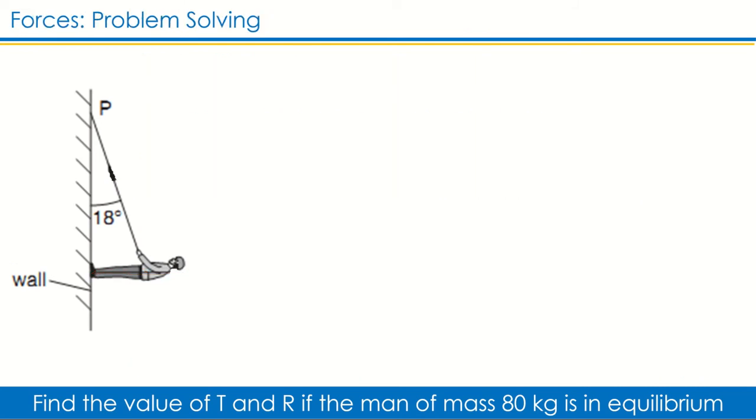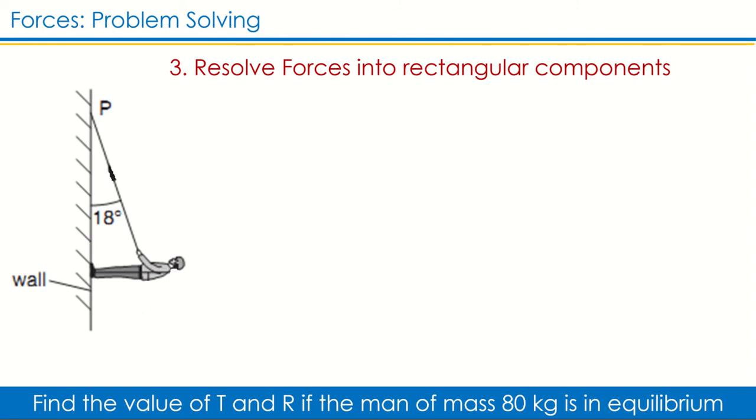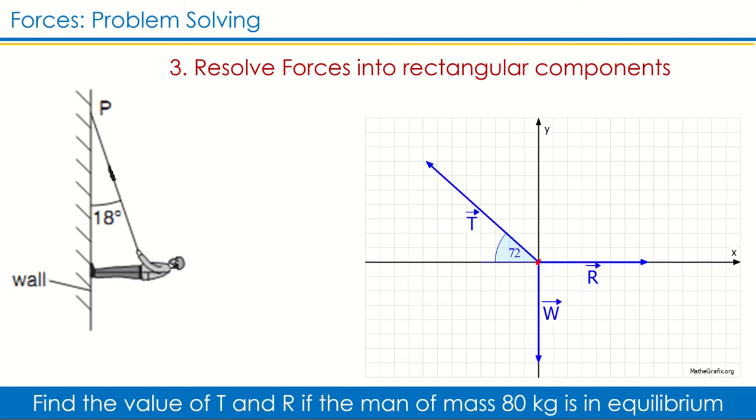Okay, now the third step. Now you need to resolve the forces into rectangular components on a Cartesian coordinate system. This is our Cartesian coordinate system with x and y axes at 90 degrees to each other, and we represent the forces accordingly. The string is making an angle of 18 degrees with the vertical. So of course the other angle is 72.